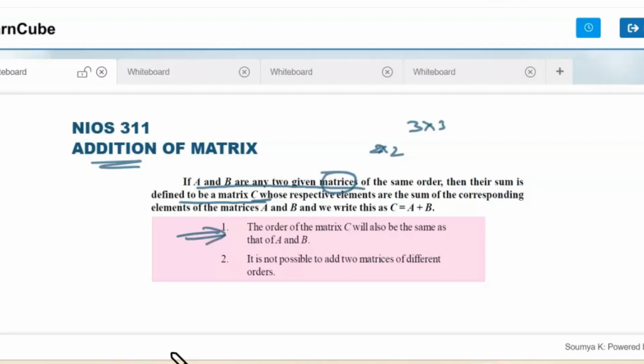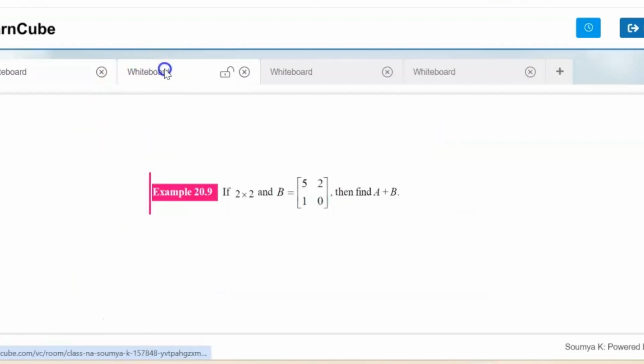You only have to take care of the order of both the matrices. They should be the same, then only addition can be performed. It is not possible to add two matrices of different orders. So this is the definition of matrix addition. Let's go and see other questions based on this.